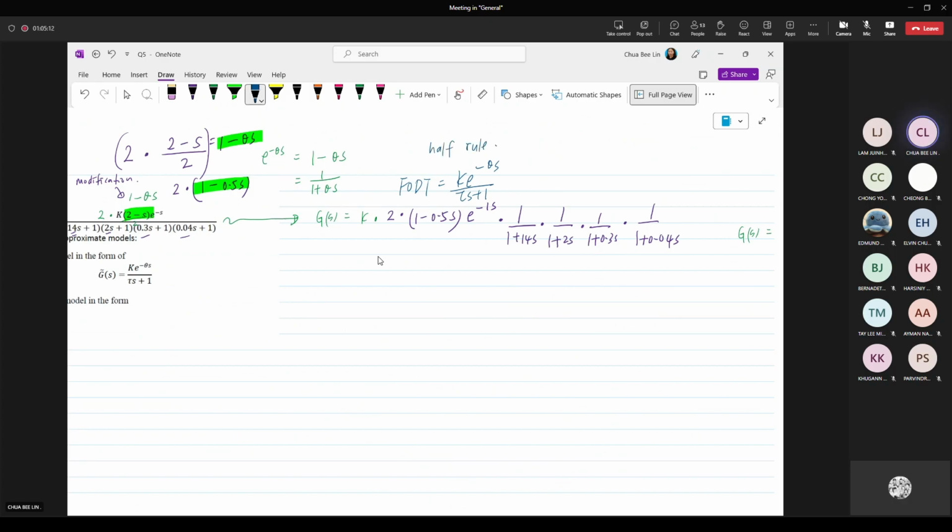Okay, half rule. Your tau will be the biggest tau plus half of the second largest tau. So biggest tau is 14. Second largest tau is 2. So half of it, 1. So you will get 15. So you already solve your tau equals to 15.